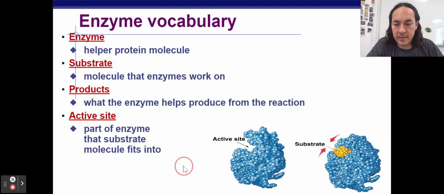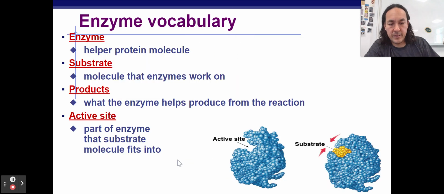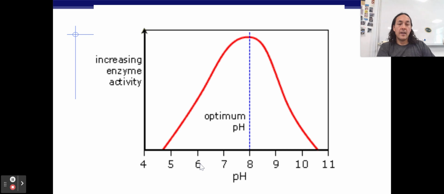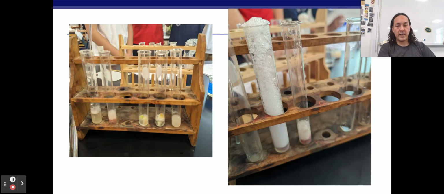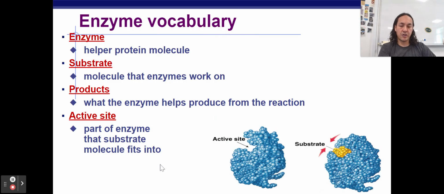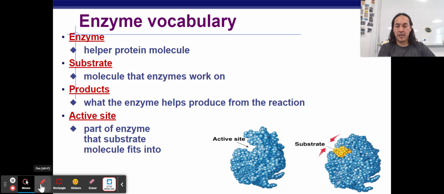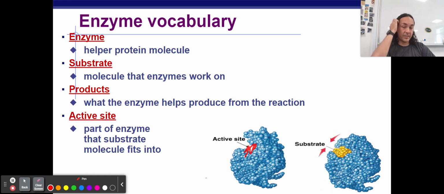And so here is all the vocabulary. If you need to review it, the active site is the area that the substrate bonds to. Enzymes are sensitive to changes in pH or temperature. If we change the pH, what happens is we change the shape. And if we change the shape of the protein, it might not work anymore. The substrate won't fit there. Likewise, if we change the temperature, we can also change the shape. It'd be like cooking an egg, and you're never going to get it back.